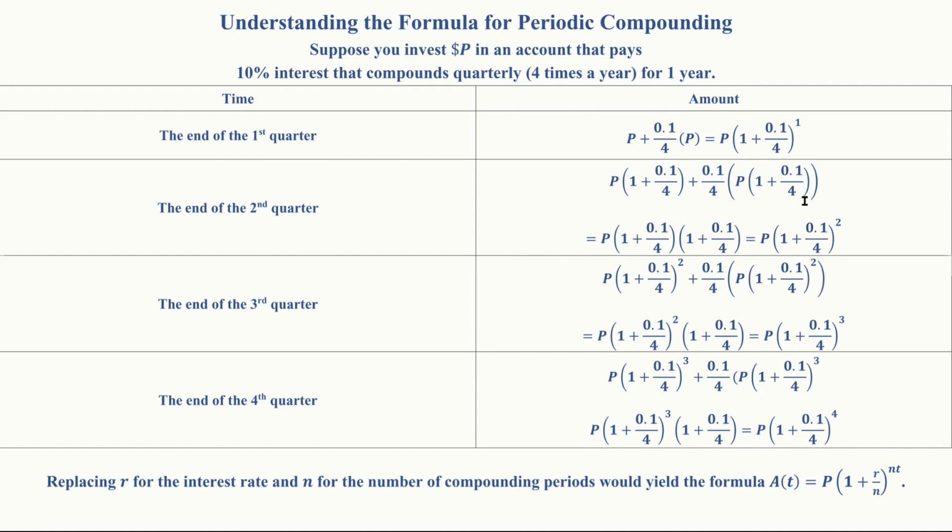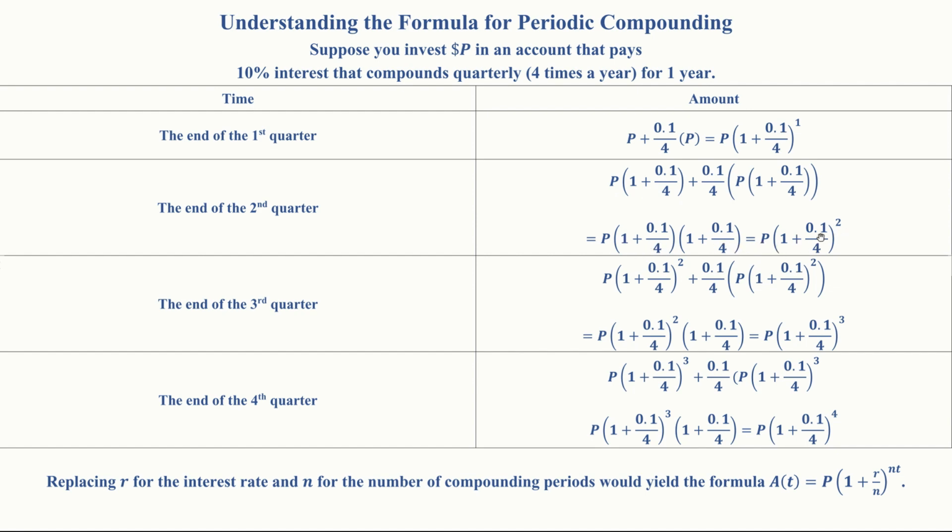Now watch. This expression here, P times 1 plus 0.1 over 4, is now a common factor of these two terms. Remember, there's one term right here and there's one term right there. So we factor that out, and again, that leaves us 1 from here plus this fraction from here. So we get this amount times 1 plus 0.1 over 4, which becomes P times a product of two of those.